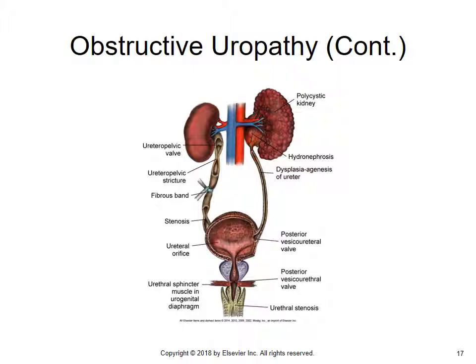Here's a little illustration of what may be happening in an obstructive uropathy situation. So you can see that our right, or patient's left, kidney is engorged with the hydronephrosis compared to the other side.